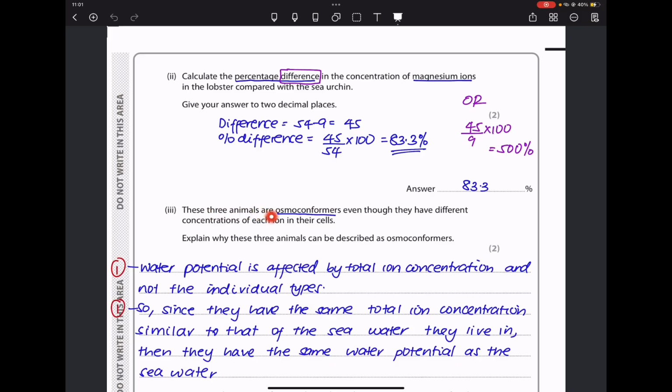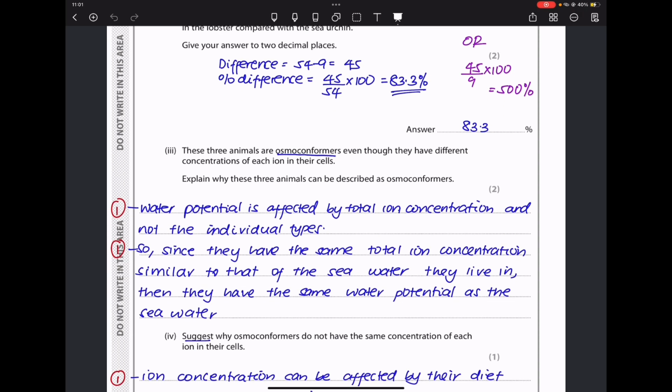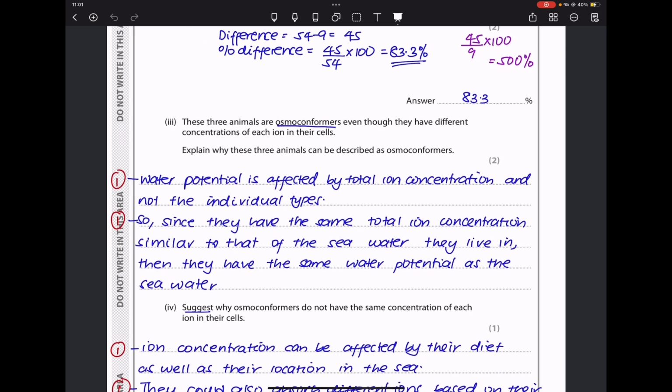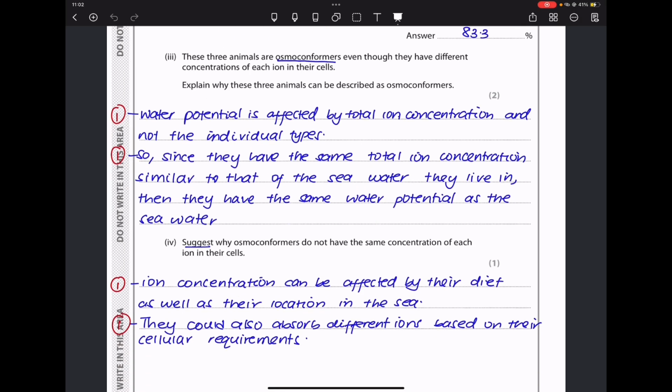Next, they say these 3 animals are osmoconformers even though they have different concentrations of each ion in their cells. Explain why these three animals can be described as osmoconformers. No matter the different concentrations of the ions they possess, the water potential within the cell is determined by total ion concentration, not just the individual ones, but the total. So I said water potential is affected by total ion concentration and not the individual types. So since they have the same total ion concentration, similar to that of the seawater they live in, they have the same water potential as the seawater.